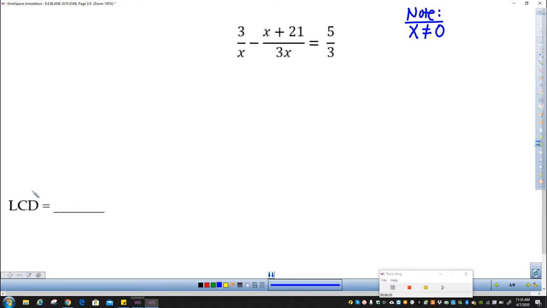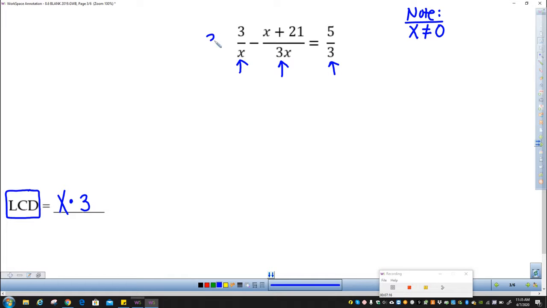So thinking about the LCD, again, at the very start, looking at the very first denominator, the factor that we can put into the LCD from that is an x. Looking at the second denominator, we have a 3 times x. Well, we already have an x represented here, so we do not need to list it twice, but we do want to represent the 3. Make sure that those are being multiplied. In the last denominator, we just have a single 3, which is already represented in the LCD. So our LCD this time, x times 3, or we can write it as 3x.